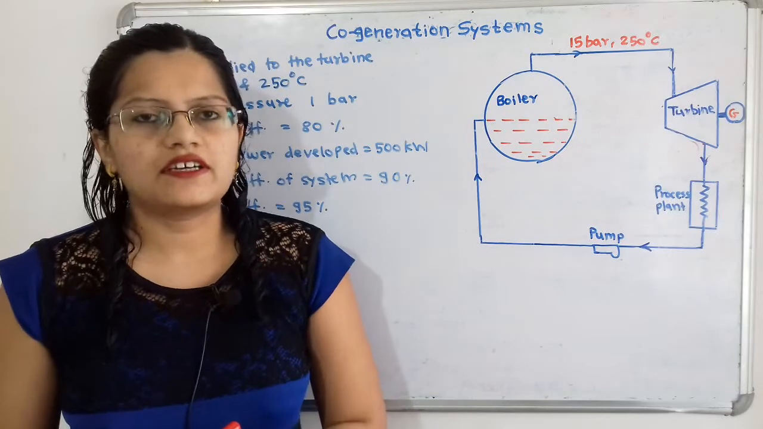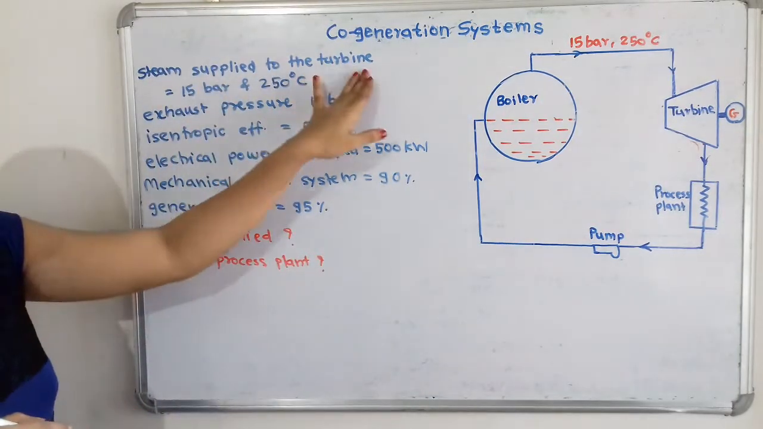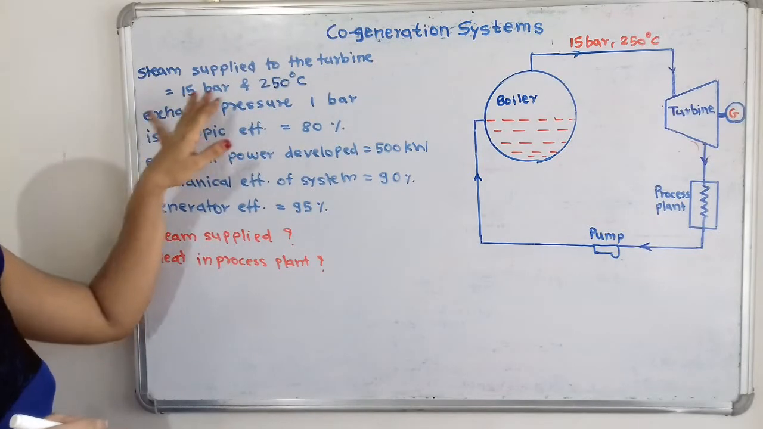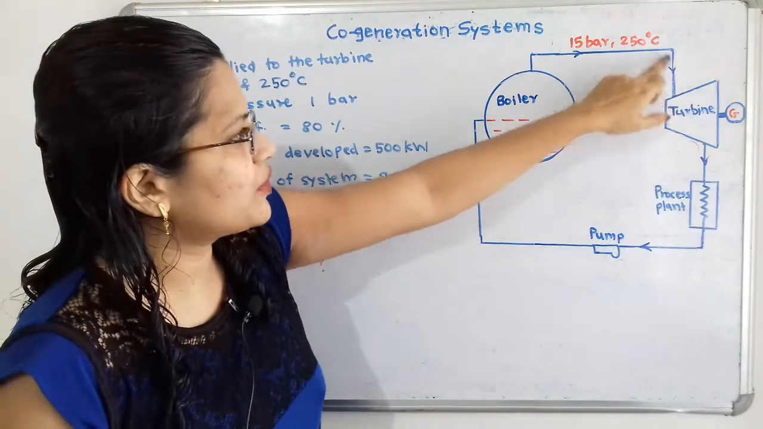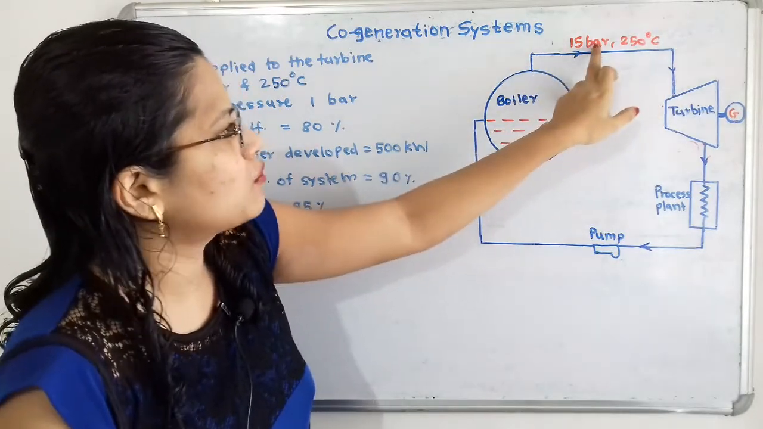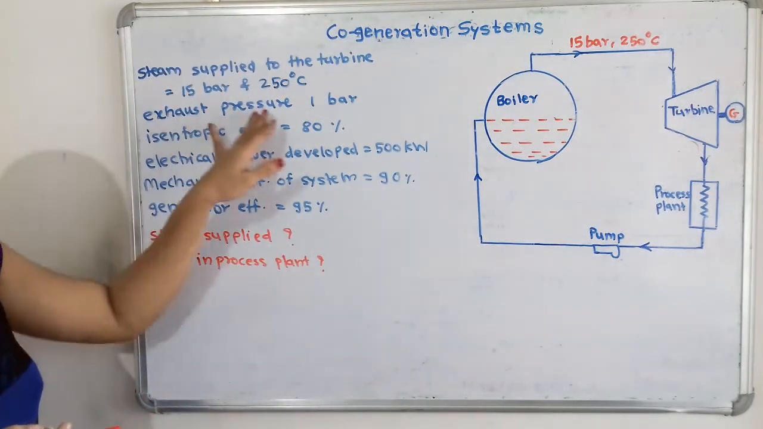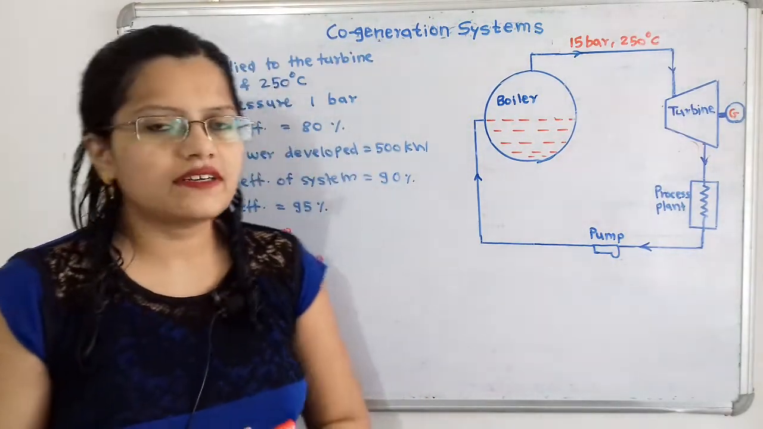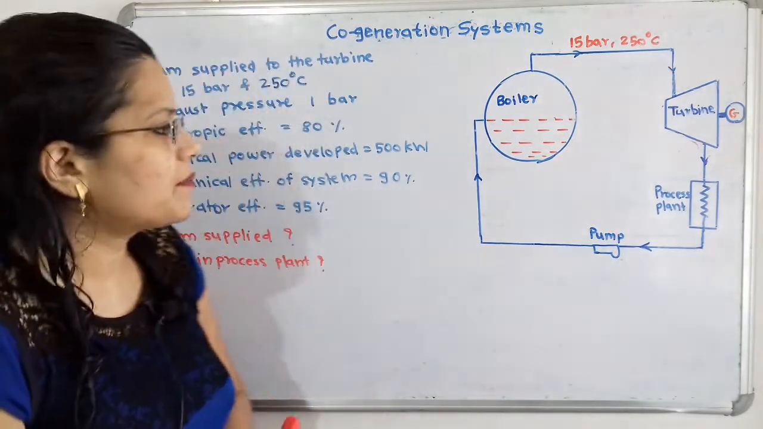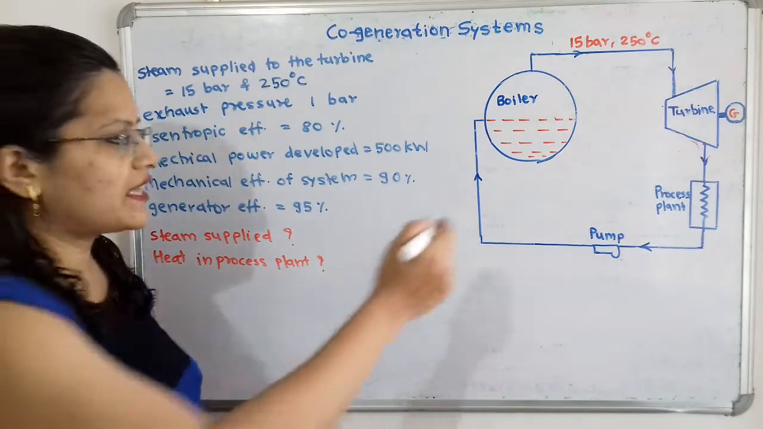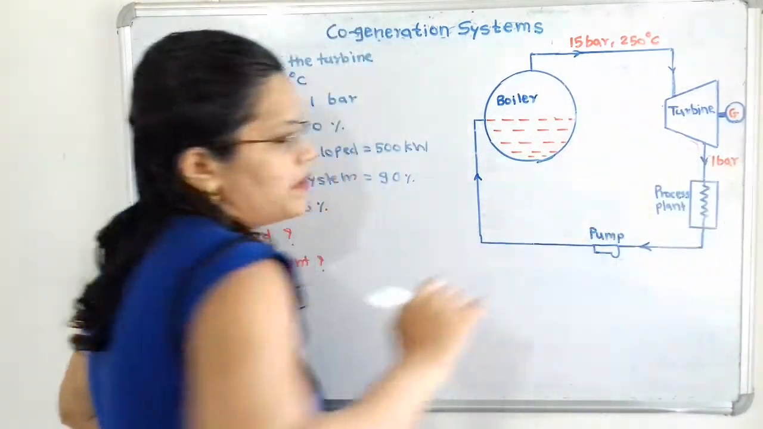Let us first understand the given data with the help of a diagram. Steam supplied to the turbine is at 15 bar and 250 degrees Celsius. So here is the entrance point of the turbine and we show the steam at 15 bar and 250 degrees Celsius. Then the exhaust pressure is 1 bar. In the turbine, the isentropic expansion process takes place and the pressure is reduced. So at the exit point the pressure is equal to 1 bar.